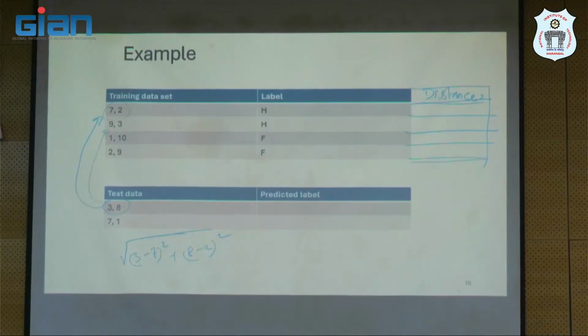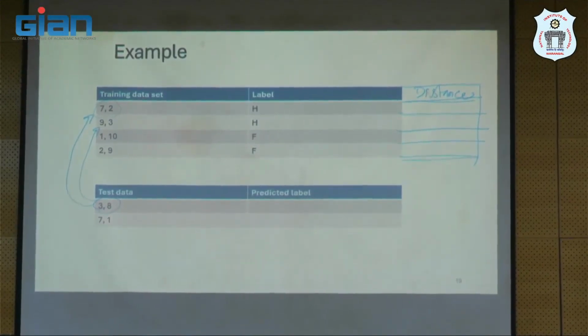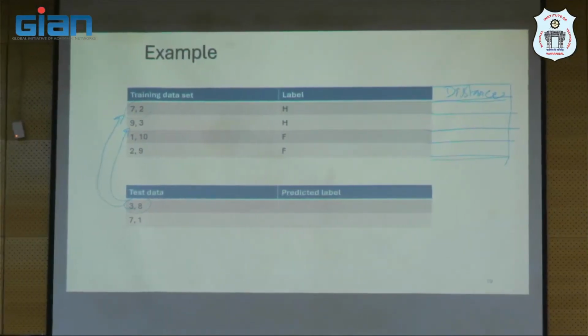Likewise, 3, 8 with respect to 9, 3. Calculate the distance, enter the measure. Is the thing clear? I'll give you 2 more minutes and then we will go through the distances first.